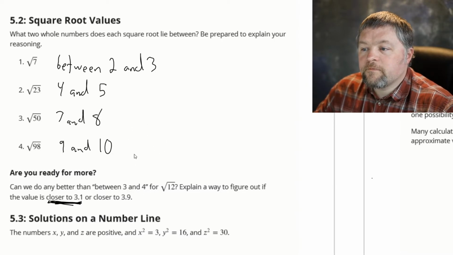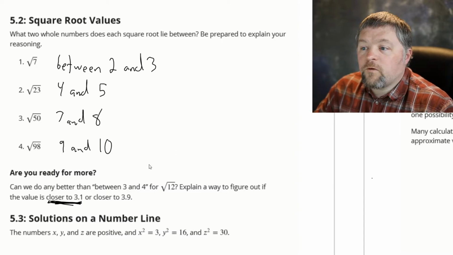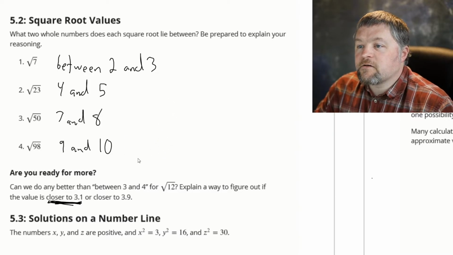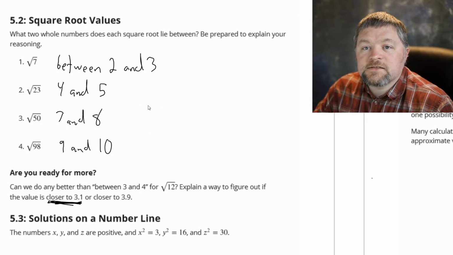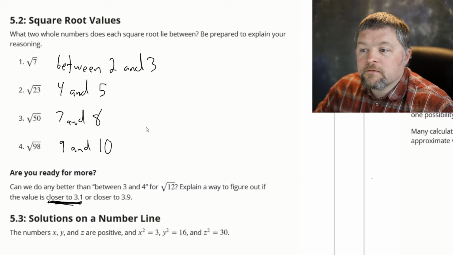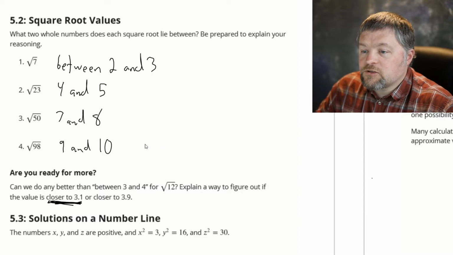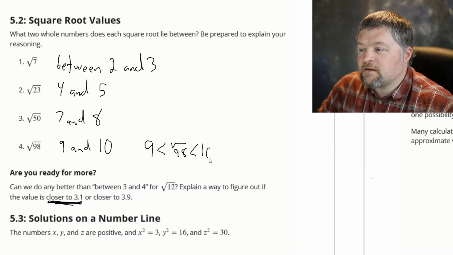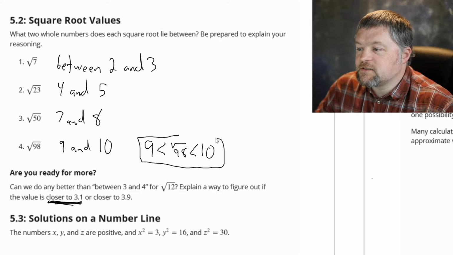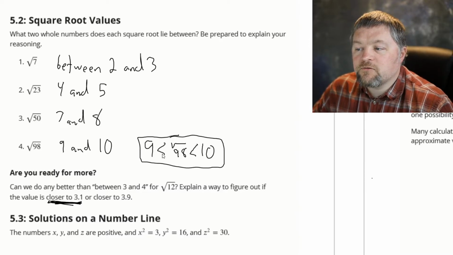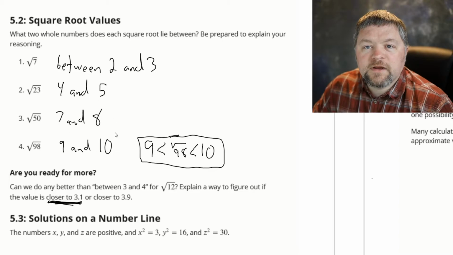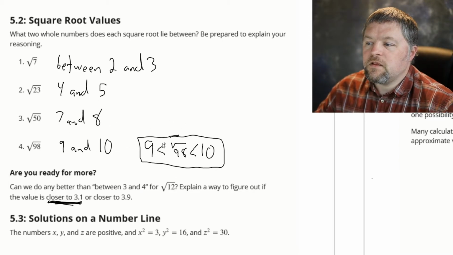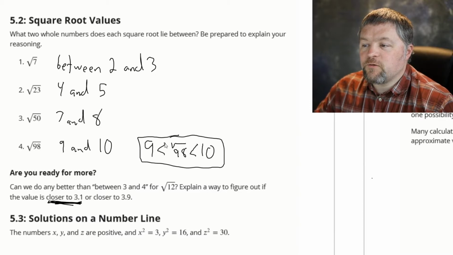Now, before I move on, I should add some other notation for this. To show these as between, we could also show this as 9 is less than the square root of 98, which is less than 10. So this is inequality notation to show what we had written here. So the square root of 98 is between 9 and 10.